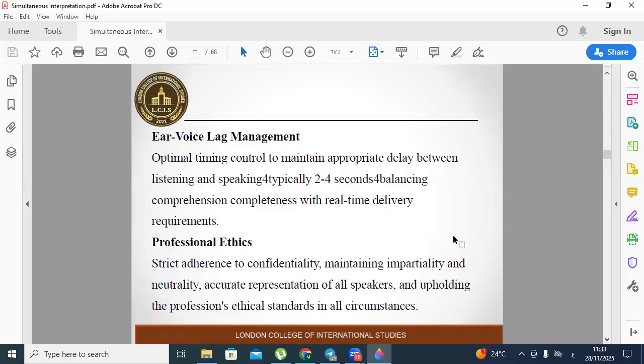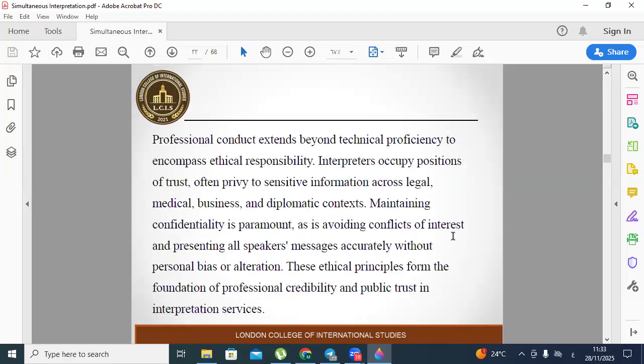Interpreters occupy positions of extraordinary trust. You hear sensitive information across legal, medical, business, and diplomatic contexts. Now let's move to professional conduct. It extends beyond technical proficiency to encompass ethical responsibility.